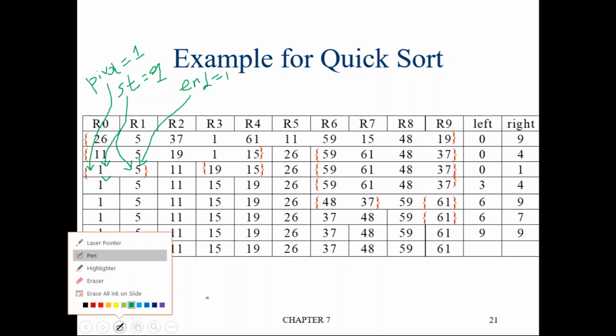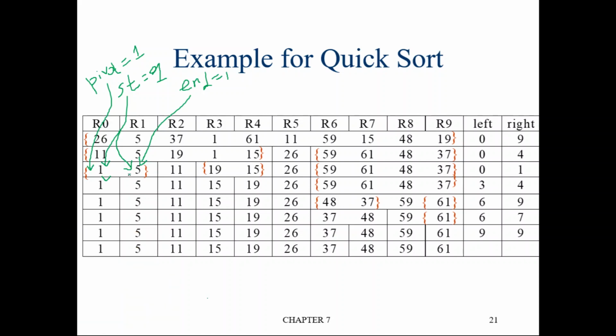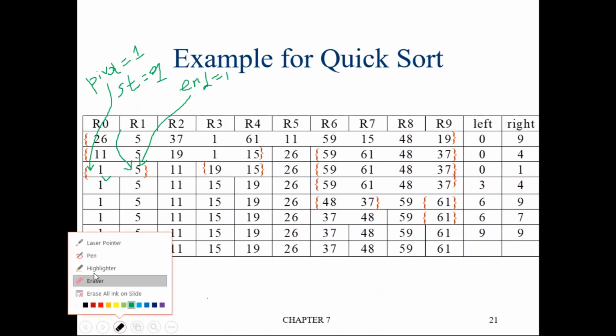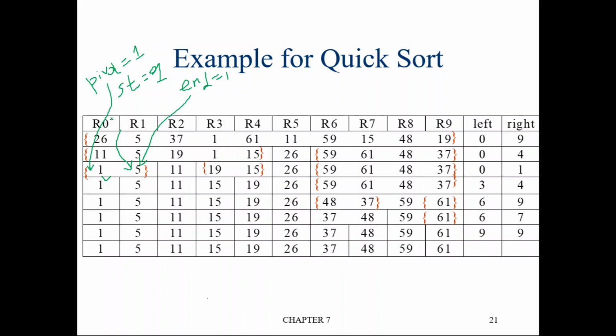So now start is pointing to the first location. Again check. The value at start location, is it less than or equal to pivot? No. The value at start location is 5. 5 is not less than 1. So it will stop. Incrementing start will stop here.